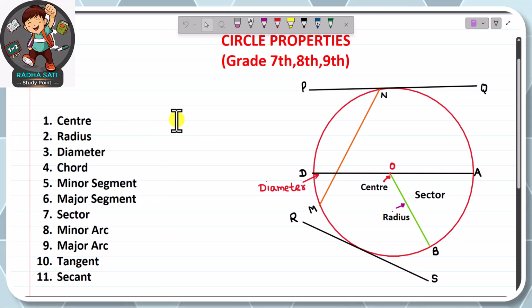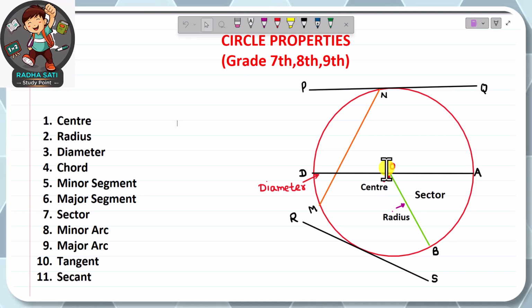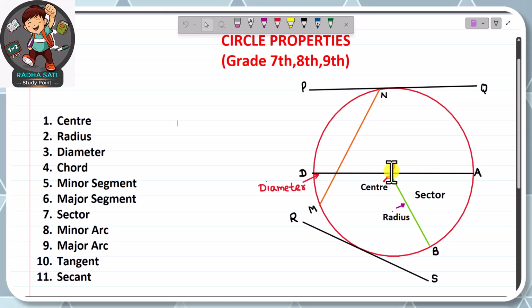Center. So in this given diagram you can see O is the center. Center means the fixed point from which all the points on the circle are equidistant. Means from O, if I draw any line segment to the boundary of the circle, then all the lines will have the same distance.